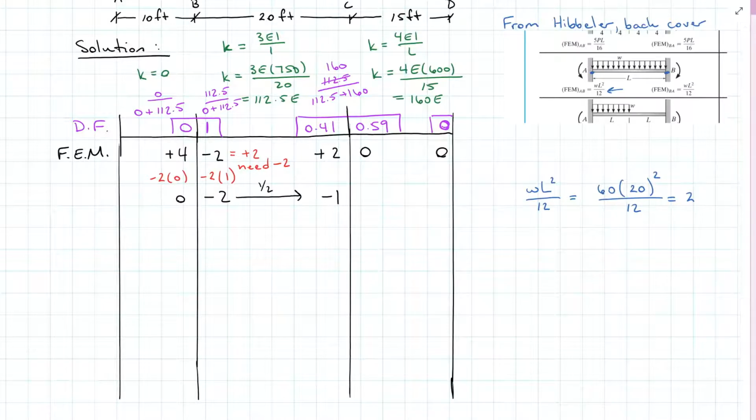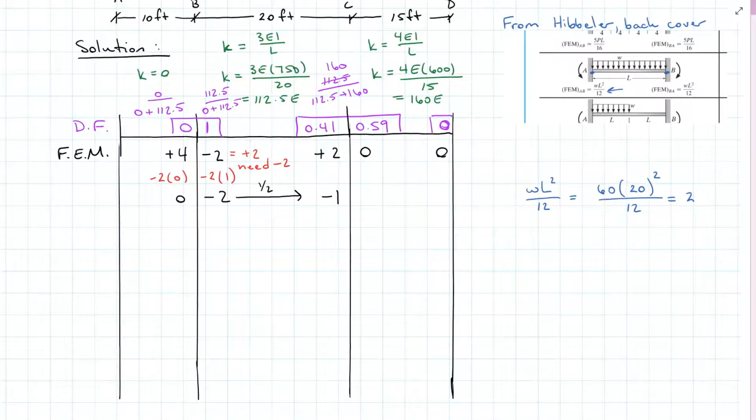This negative 2 that I've added to the system, half of it's going to move over, minus 1. We only move within the same segment. Joint B is now in balance, and because it's a 3EI over L, that means that joint B will not be taking anything back. So it is in balance and is going to stay that way. So now let's move over here to joint C.